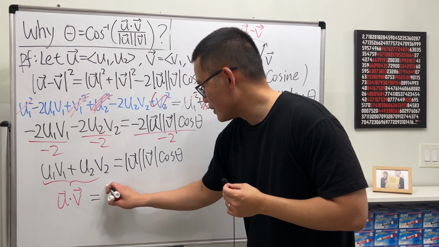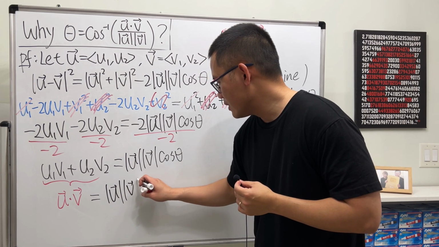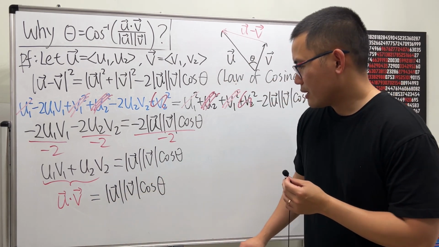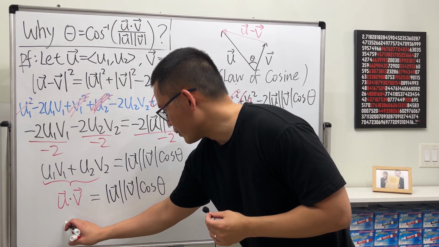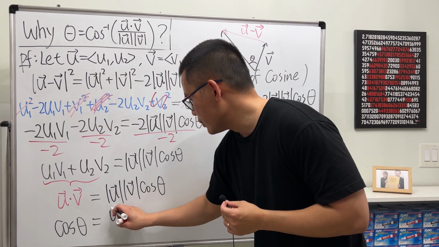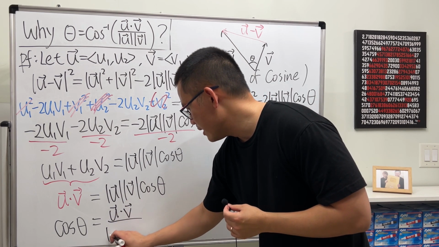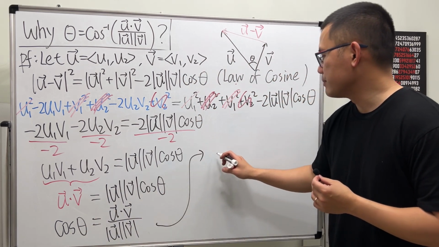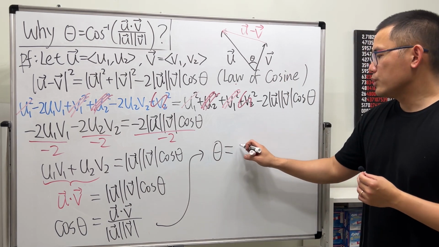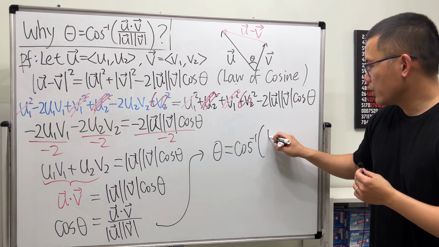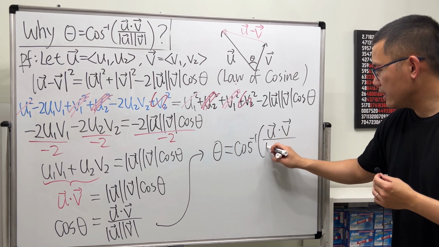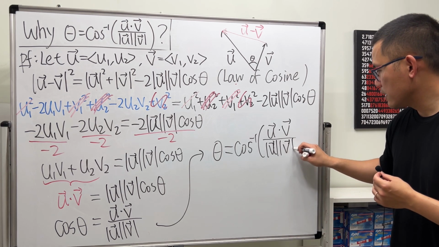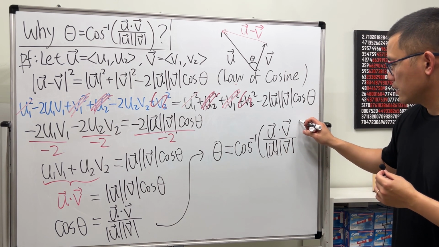Anyway though, that's pretty much it, because at the end, we just have to divide this on both sides and then take the inverse on both sides. So I will just write this down one more time. Cosine theta equals u dot v divided by the product of their magnitudes. And then finally, just take the inverse cosine on both sides. The angle theta is equal to inverse cosine of u dot v divided by the product of their magnitudes. And that's it.